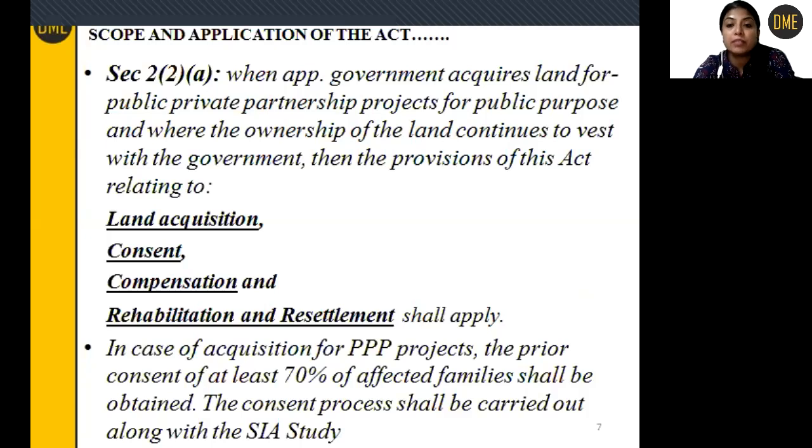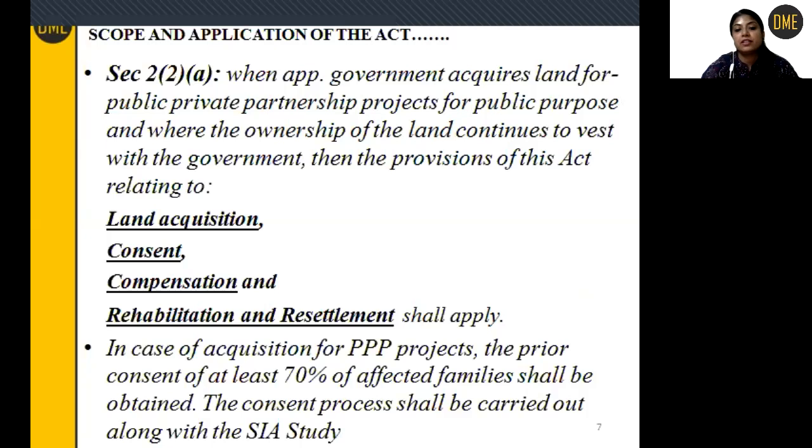then the private entity, and the provisions of the Act applicable in such a land acquisition are the provisions of land acquisition, consent, compensation, and rehabilitation and resettlement shall apply. And in case of this type, provided under clause A, that is the public-private projects, the prior consent of at least 70% of affected families shall be obtained. And the consent process shall also be carried out along with the social impact assessment study. So both the social impact assessment study as well as the consent proceedings will be carried out similarly and at the same time.